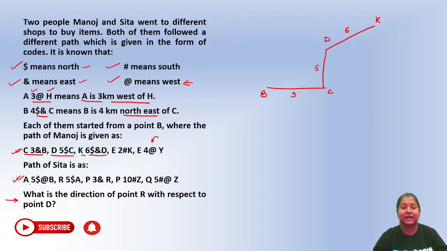Now it is given A $5 at the rate. What is the meaning of dollar at the rate again? You can see dollar means what? North. At the rate means west. So that means A has to be towards the northwest of B, right? So somewhere like this, let's say this is your 5 kilometers here. Okay. So this is your B here. This is your A here. So A is 5 kilometers northwest of B, something like this. Okay. So this will be the situation.